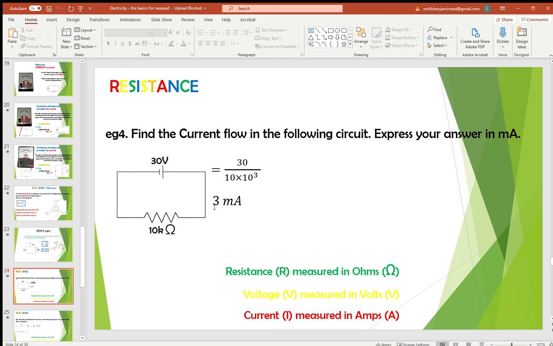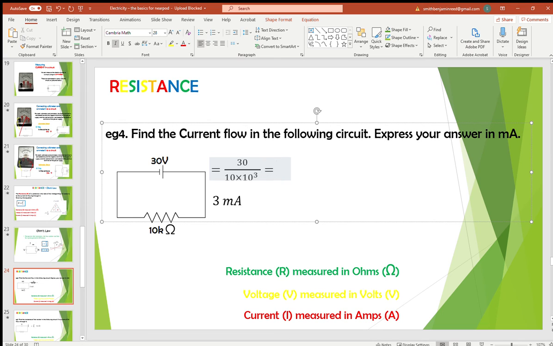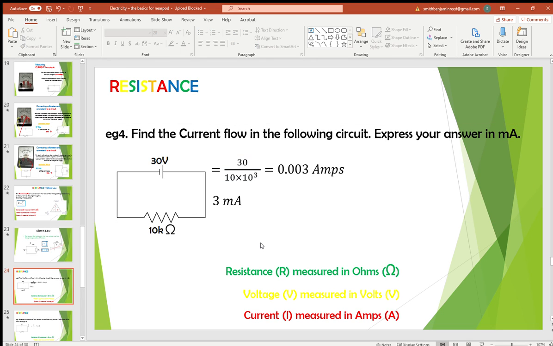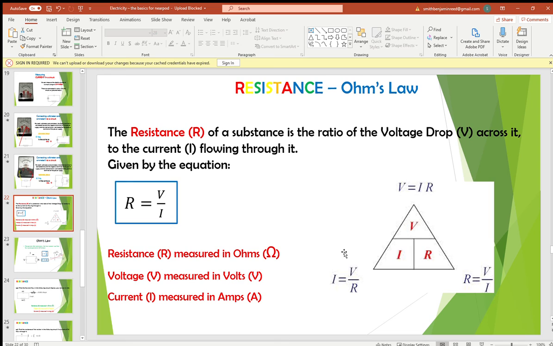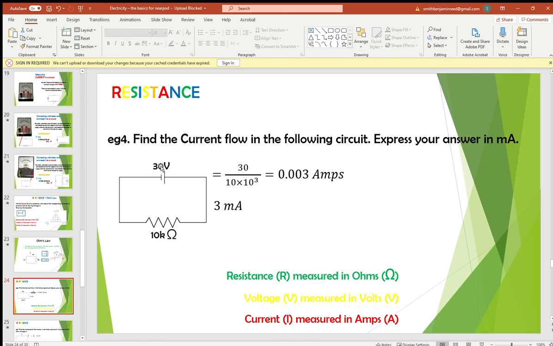And that would give us 0.003 amps. Now, we simplified this into 3 milliamps, but in reality, we know this equals 0.003 amps. So, in order to find the current flowing through here, all we did is we used this formula right here. Current equals voltage divided by resistance. We said, we have the voltage of 30 volts, and we divided it by 10,000 ohms, and we got 0.003 amps.